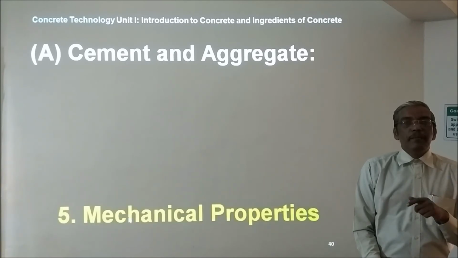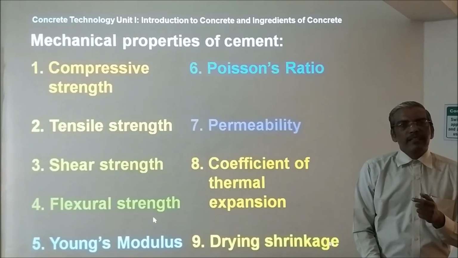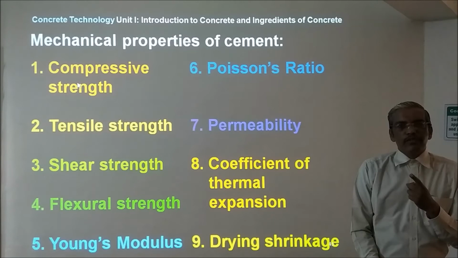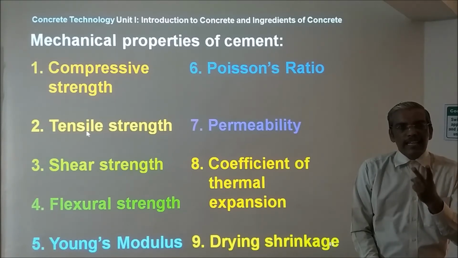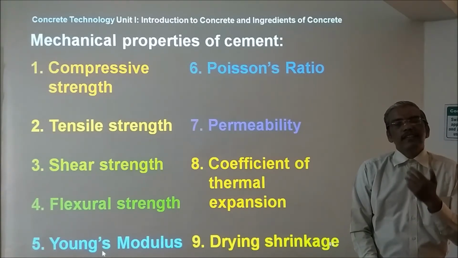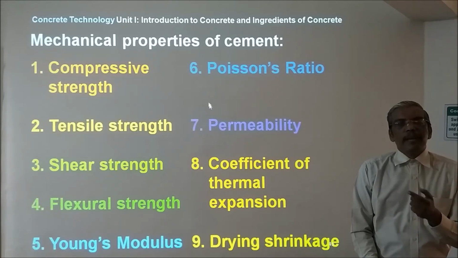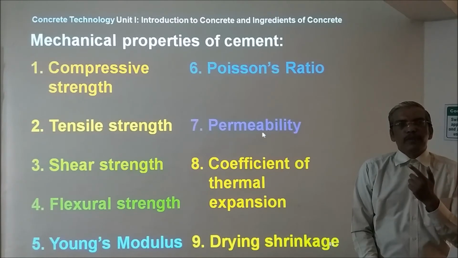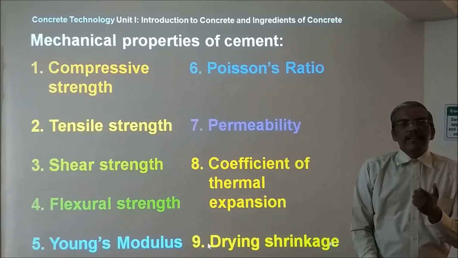Now we will see the mechanical properties of the cement. So here the mechanical properties of the cement we can say: first, compressive strength; second, the tensile strength; third, the shear strength; fourth, flexural strength; fifth, modulus of elasticity, or it is also called Young's modulus. Sixth mechanical property of the cement is Poisson's ratio. Seventh is permeability. Eighth is the coefficient of thermal expansion, and ninth mechanical property of the cement is the drying shrinkage.